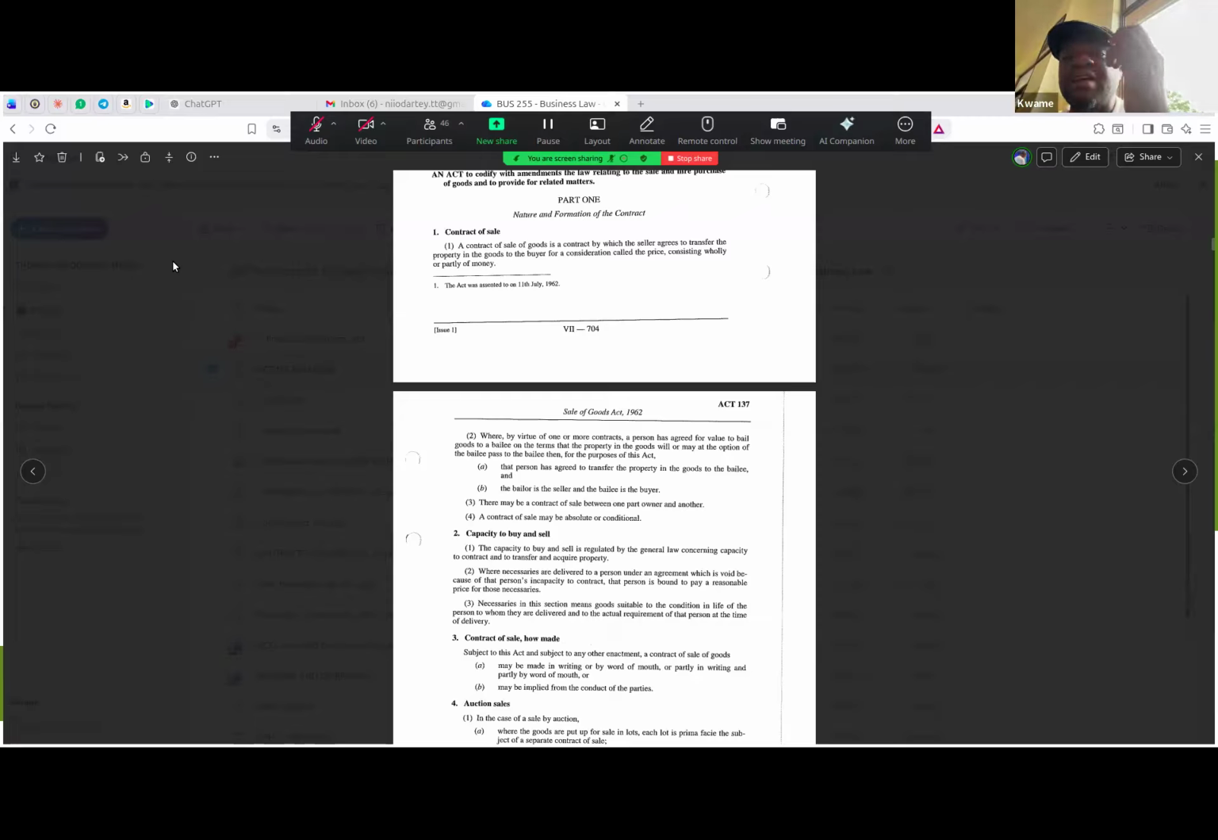So section 1. They are in parts. And section 1 is a contract of sale. So who will read for us, please?